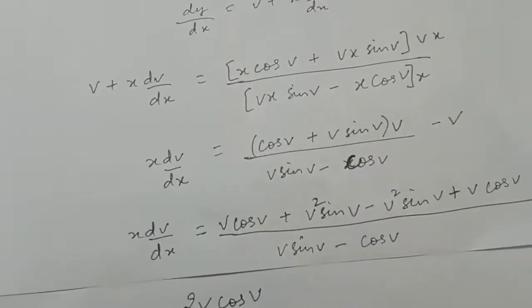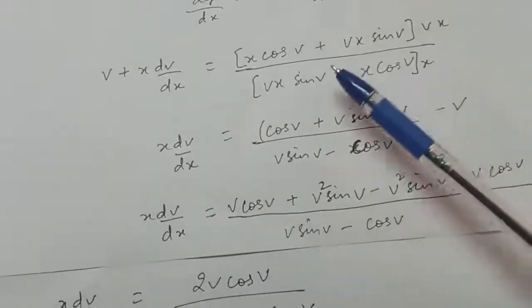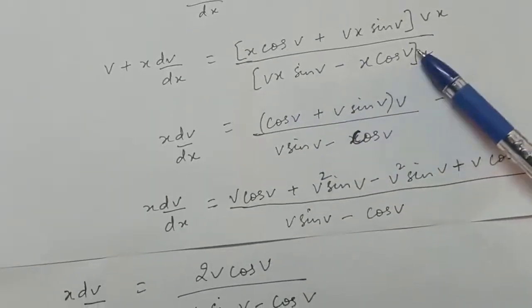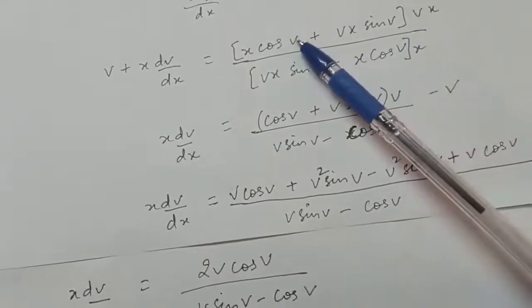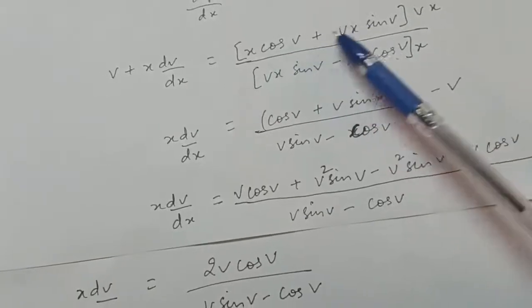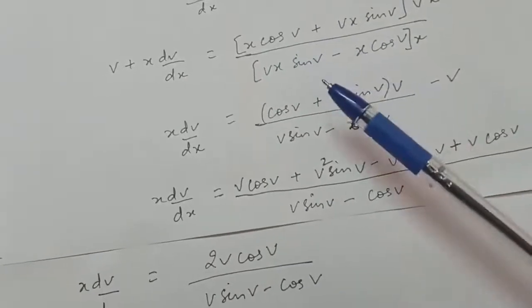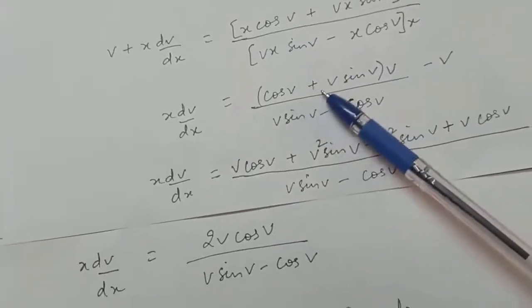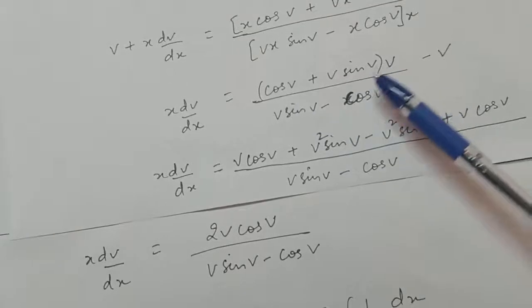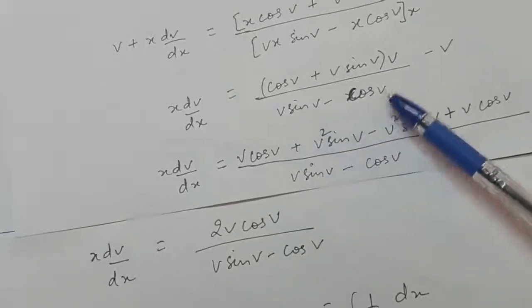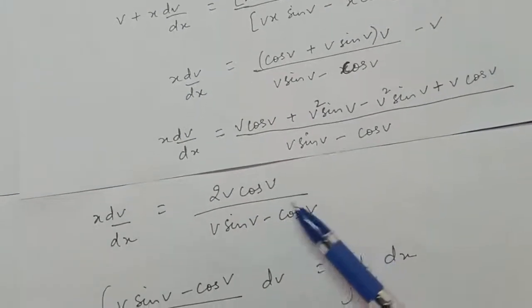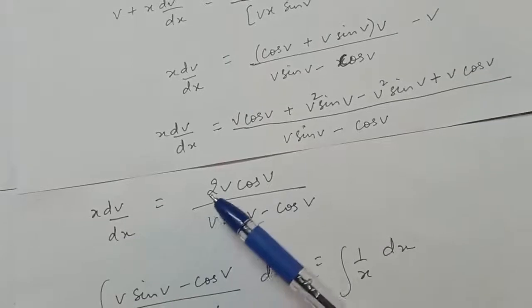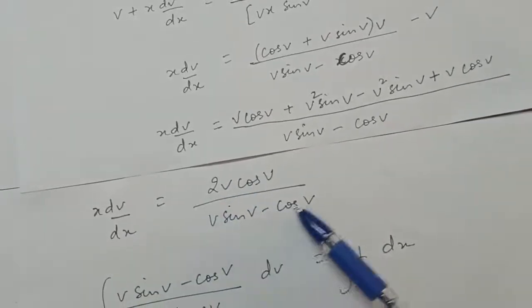x cos v plus vx sin v into vx upon vx sin v minus x cos v into x. Now see, cancel out this x. Also take out x common from these two terms and from these two terms, and cancel out that x also. So you will get (cos v plus v sin v) whole bracket times v upon v sin v minus cos v, and take this v on this side, minus v. Now take the LCM. You will get x dv upon dx equal to 2v cos v upon v sin v minus cos v.